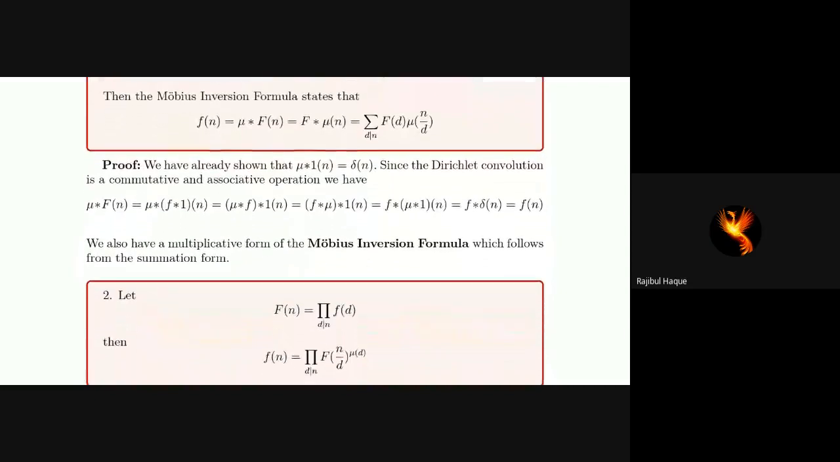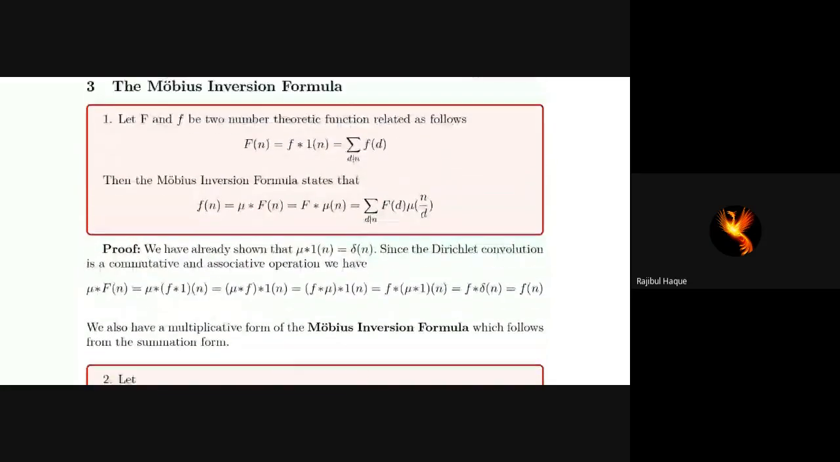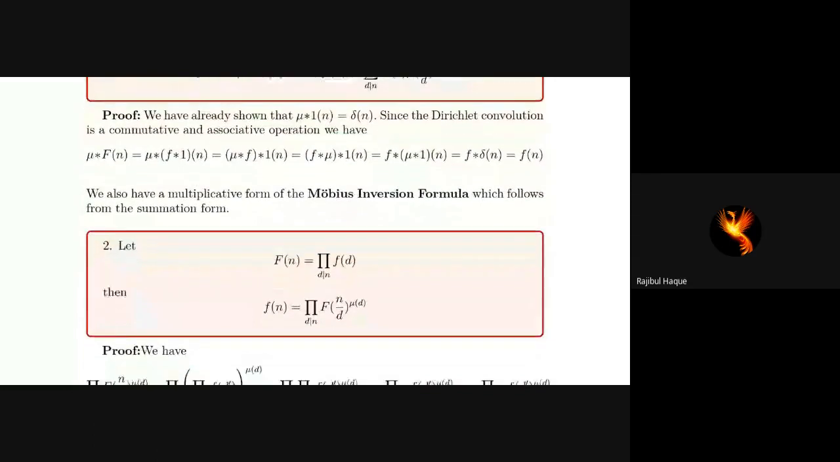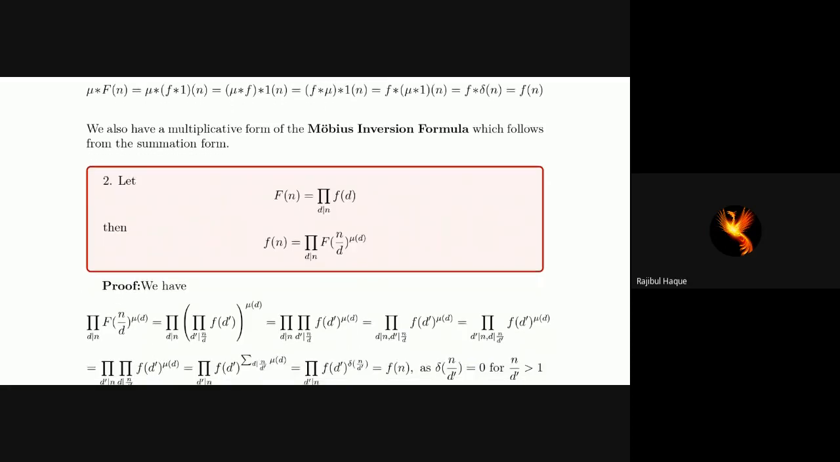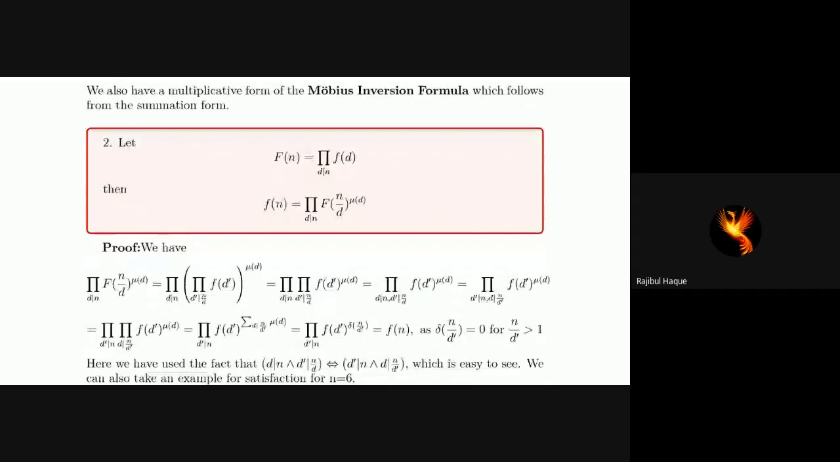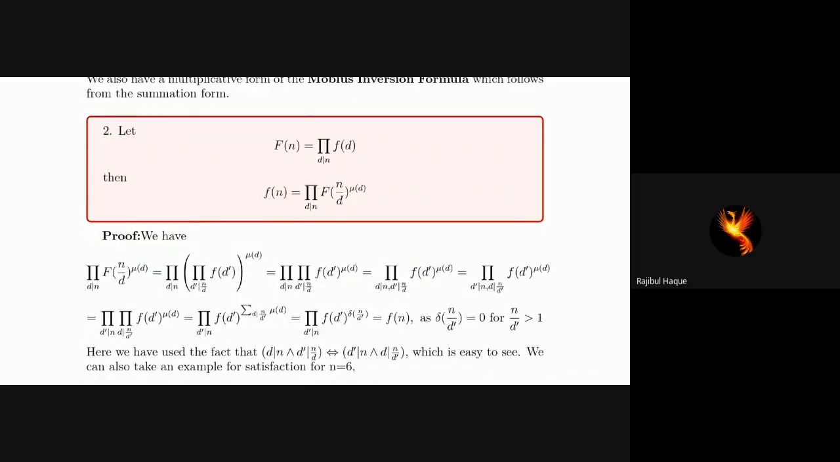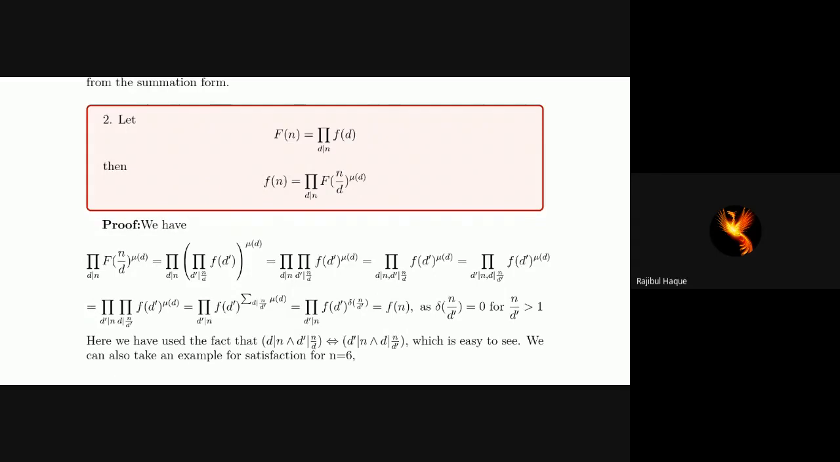Okay. So now, just like the sum part, we can prove the same result for products too. How? We just let capital F n be the product over d divides n of small f d, and similarly we can say from the Mobius inversion formula that small f n is nothing but the product over d divides n of capital F n by d, to the power of mu d. This time, as it is a product and not a sum, the mu part goes into the power of d. And this proof is also pretty obvious.